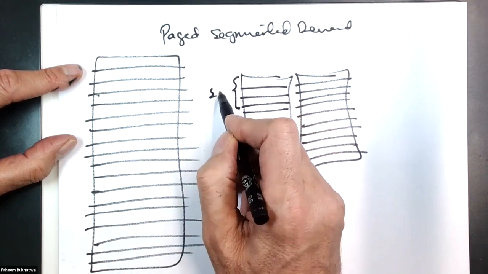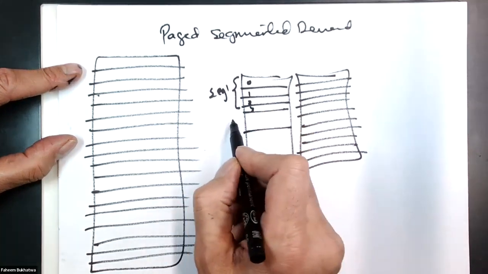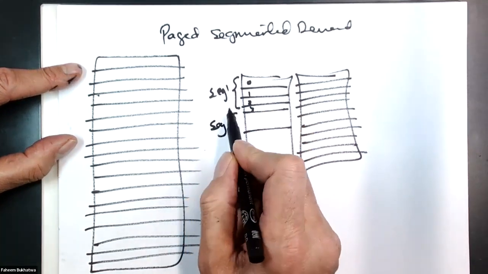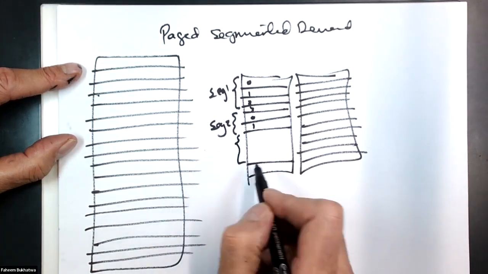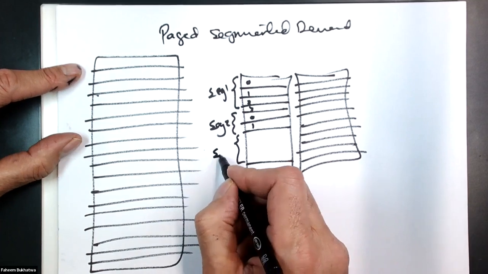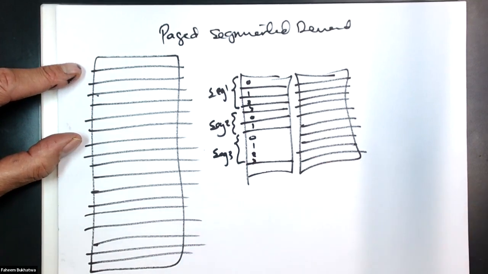So this is segment 1. It has page 0, 1, 2, 3. This is segment 2, has page 0, 1. So some segments are bigger than others. This is segment 3, has 0, 1, 2, 3, for example, and so on.